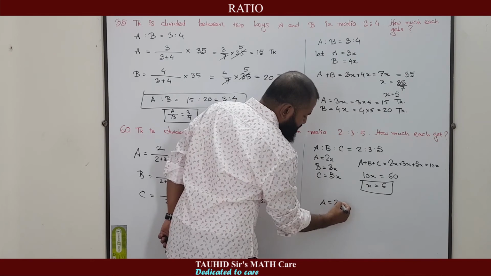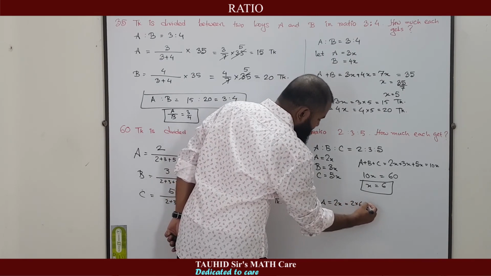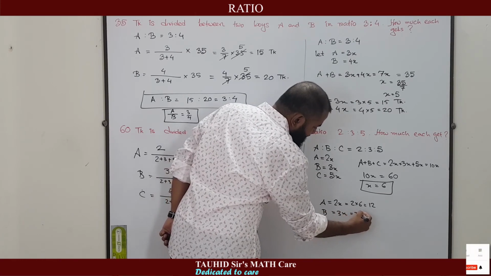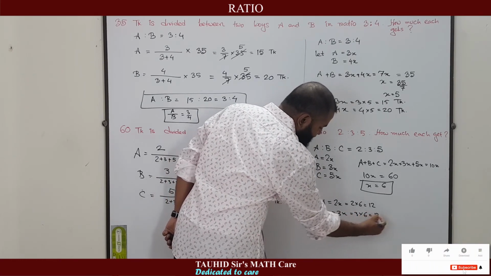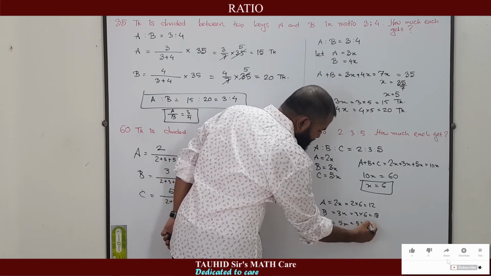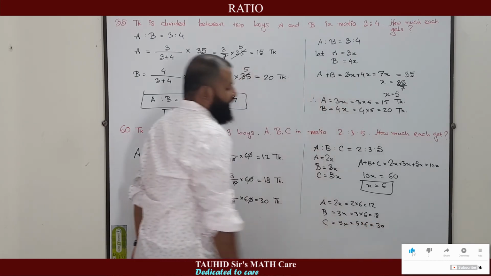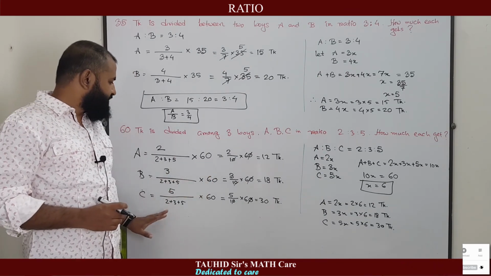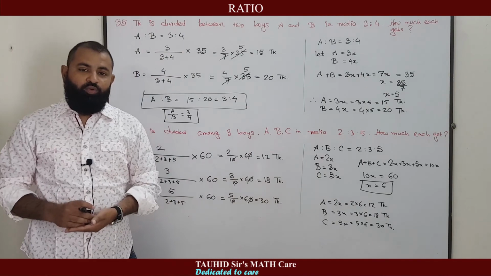Therefore A will be 2x, 2 into 6, 12. B will be 3x, 3 into 6, 18, and C will be 5x, 5 into 6, 30. You can clearly see that both processes brought you the same answer.